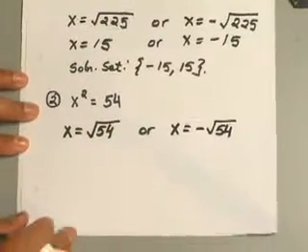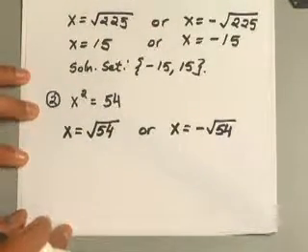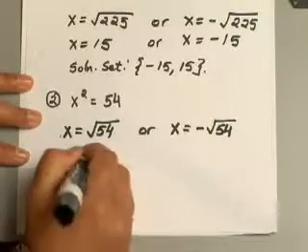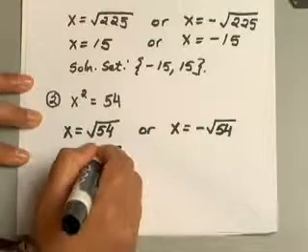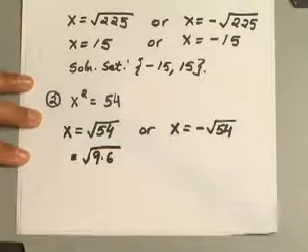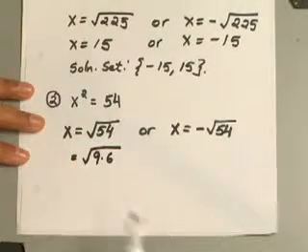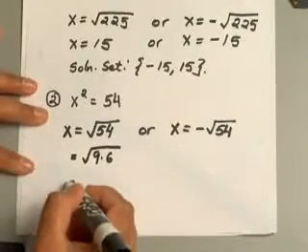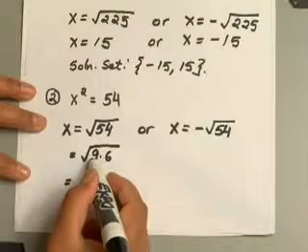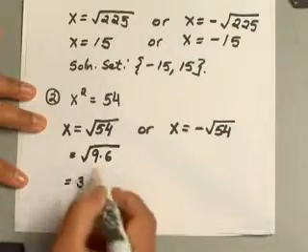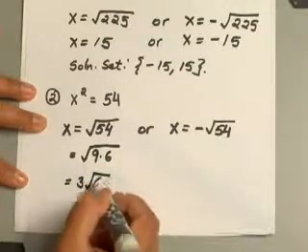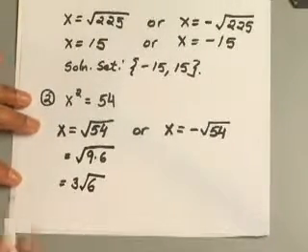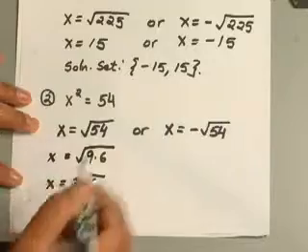Now 54, as we know, is not a perfect square, so you will have to simplify that radical, and we can write 54 as 9 times 6. Again, the reason we write this as 9 times 6 is because 9 is a perfect square, and that will give us square root of 9 is 3, and 6 will stay inside the radical sign, and you will end up with 3 times square root of 6 as the positive root.